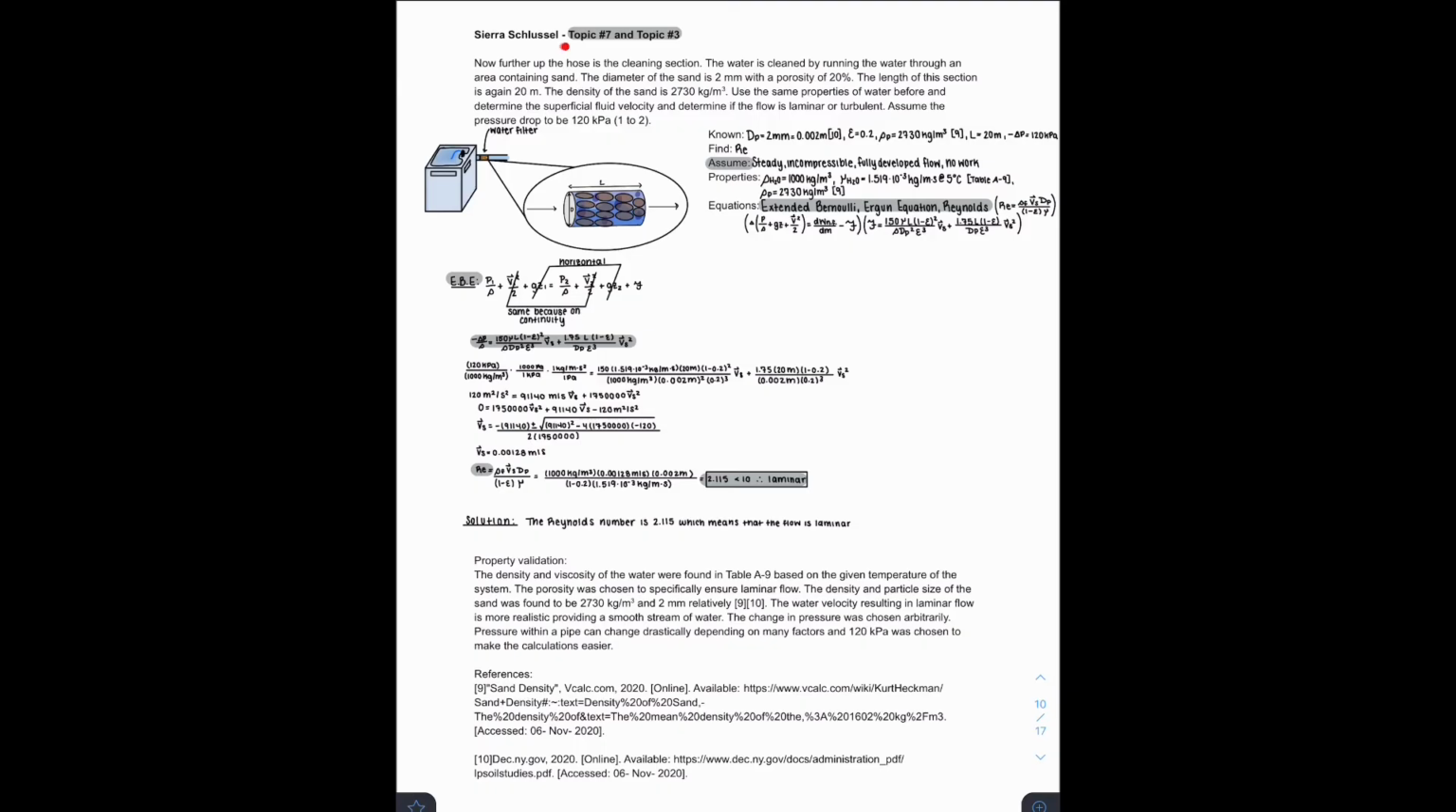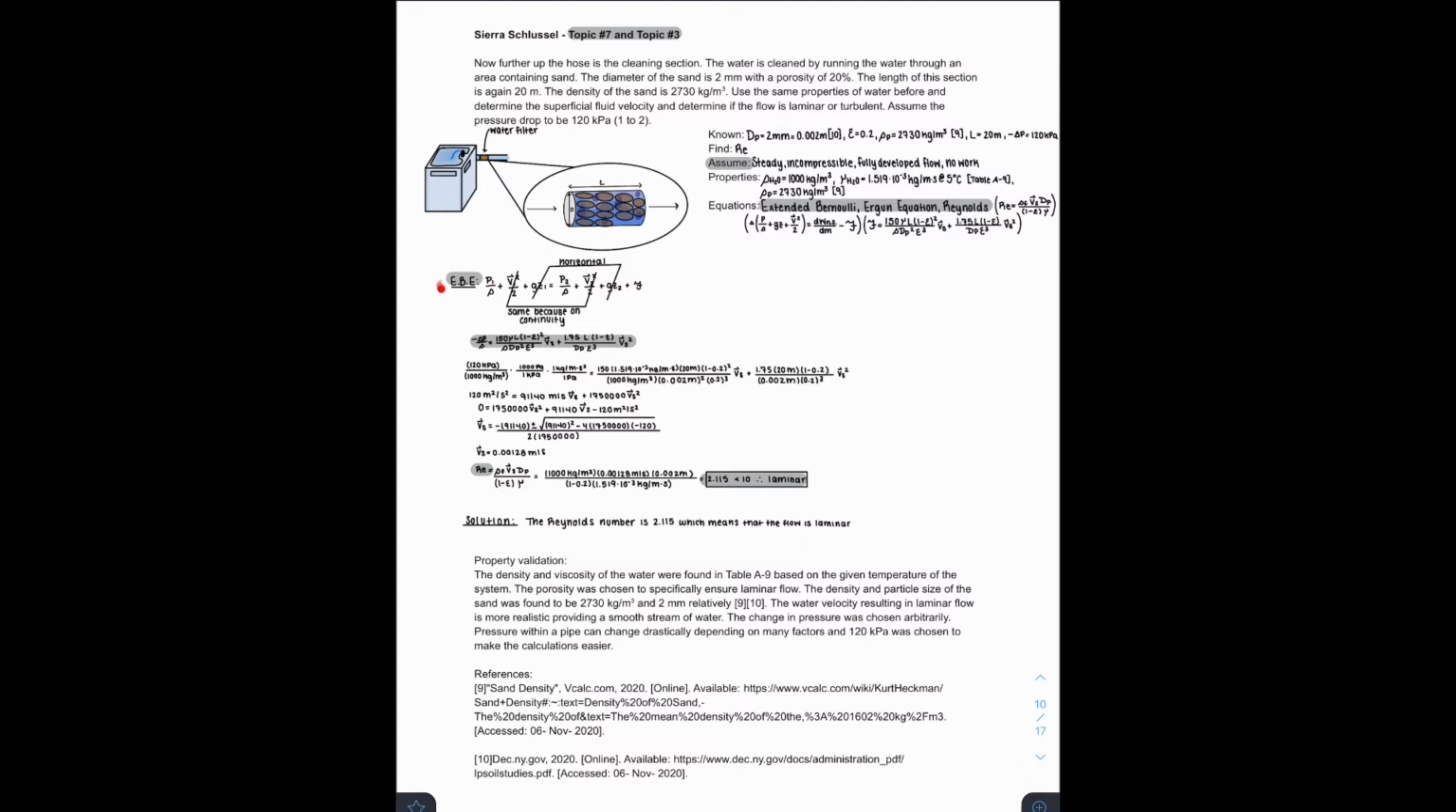In this problem, we use topic 7 and topic 3, flow through porous media and extended Bernoulli. We use this to solve for the Reynolds number through a pipe that has sand in it. The sand acts as the porous media. We can assume steady, incompressible, fully developed flow and no work. We get our properties from table A-9 and cited source 9. We are using extended Bernoulli, Ergun equation, and Reynolds.